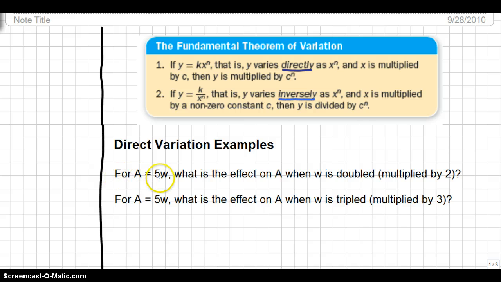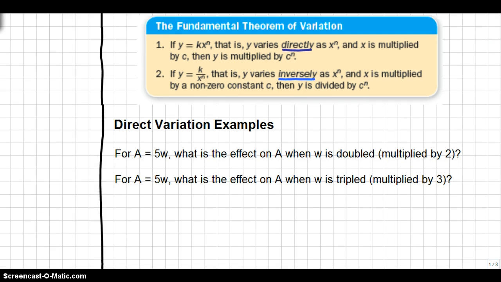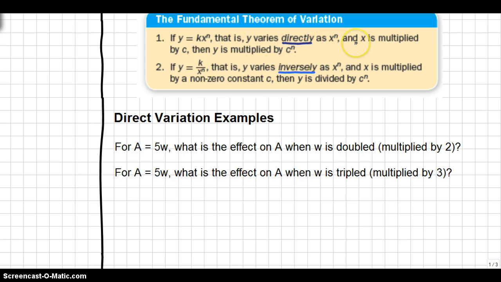Let's say you have this direct example, a equals 5w. We want to know what the effect on a would be when w is doubled. Remember that doubled simply means it's multiplied by 2. So let's make a quick table of values and see if we agree with what the fundamental theorem states. So if I have w as my independent variable and a as my dependent, let's just plug in some simple numbers like 1, 2, 3, and 4.